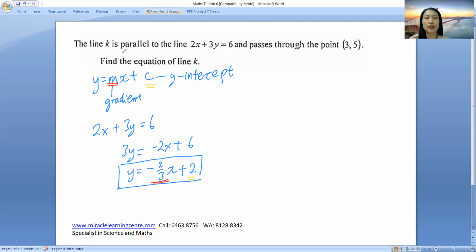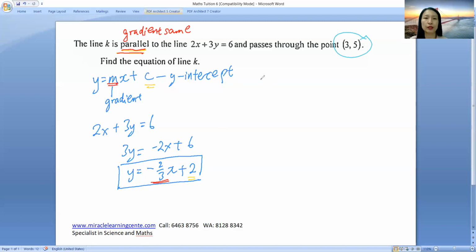And we know that since this is a parallel line, the gradient has to be the same. Okay, we use red color. The gradient has to be the same. That means this line K has a gradient of minus 2/3, but we need to find the y-intercept. So we're going to substitute this point (3, 5) into this equation.